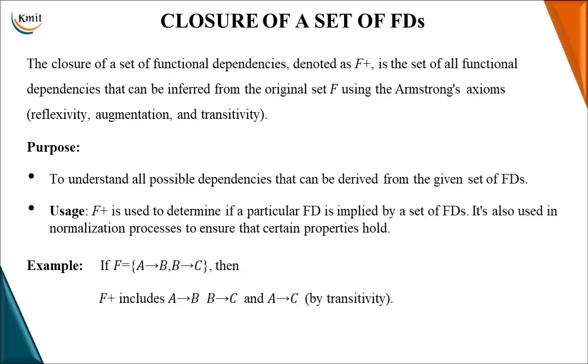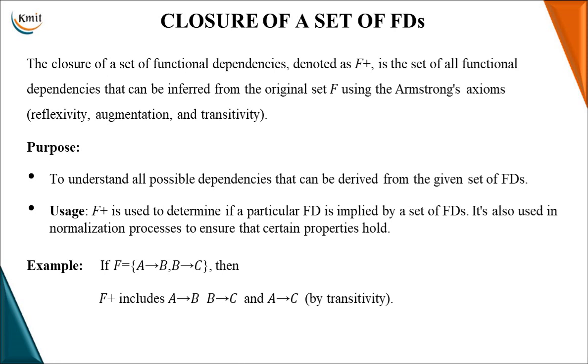Let's come back to the closure of a set of FDs. The closure of a set of functional dependencies is denoted as F plus. This is the set of all functional dependencies that can be inferred from the original set F using Armstrong's axioms. That is, say for example, you are given a relation and a set of functional dependencies. Then using those functional dependencies, I'll be able to infer a few more dependencies.